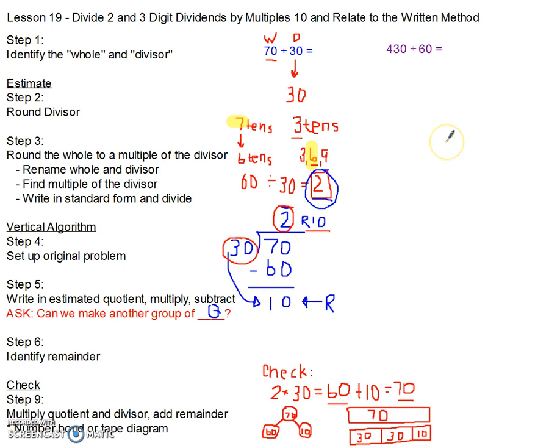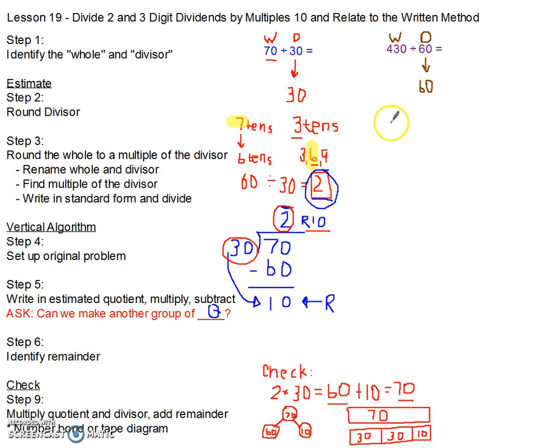All right, let's try this again with another problem, 430 divided by 60. So first we want to identify our whole, 430, and our divisor, 60, or how many groups we're breaking it into. Step 2 is we want to round our divisor, and again, we don't have to round because it's already rounded to a multiple of 10 for us, so we're going to go with 60.